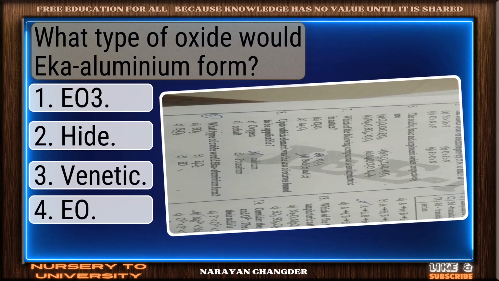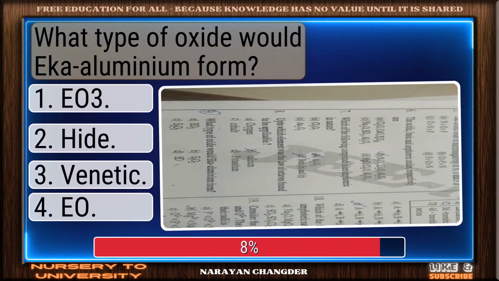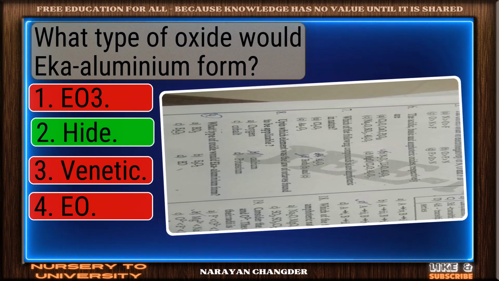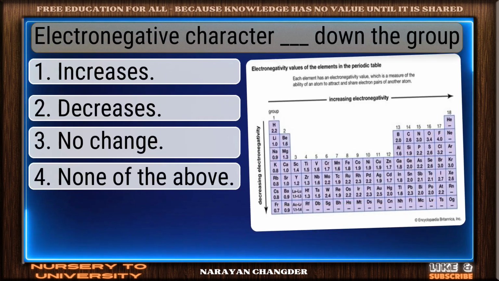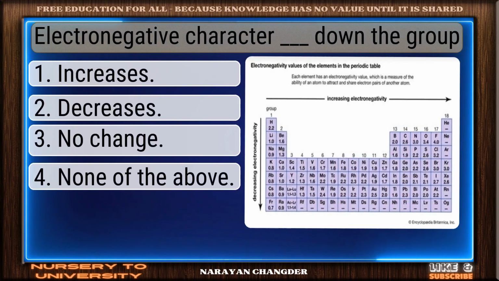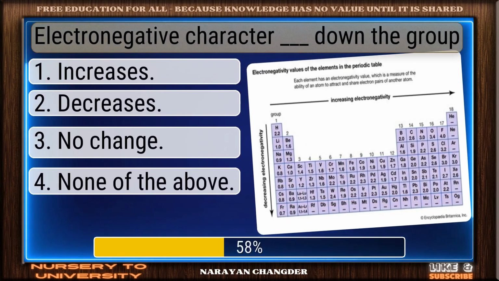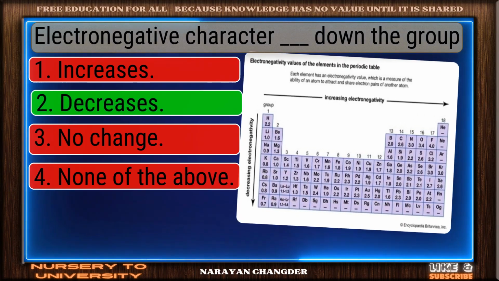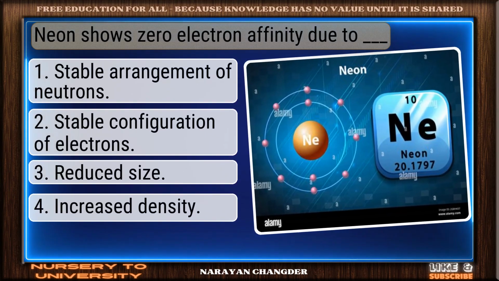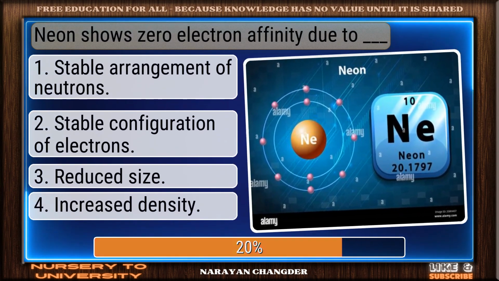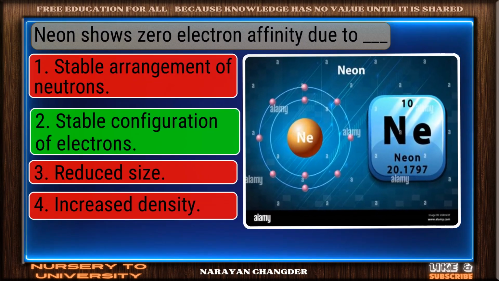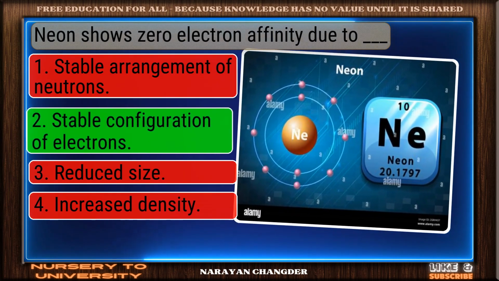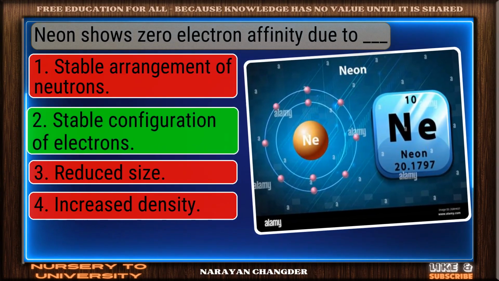What type of oxide would eka-aluminium form? Correct response. Hydride is accurate. Electronegative character dash down the group. Solid response. Decreases is valid. Neon shows zero electron affinity due to dash. Right choice. Stable configuration of electrons is best.